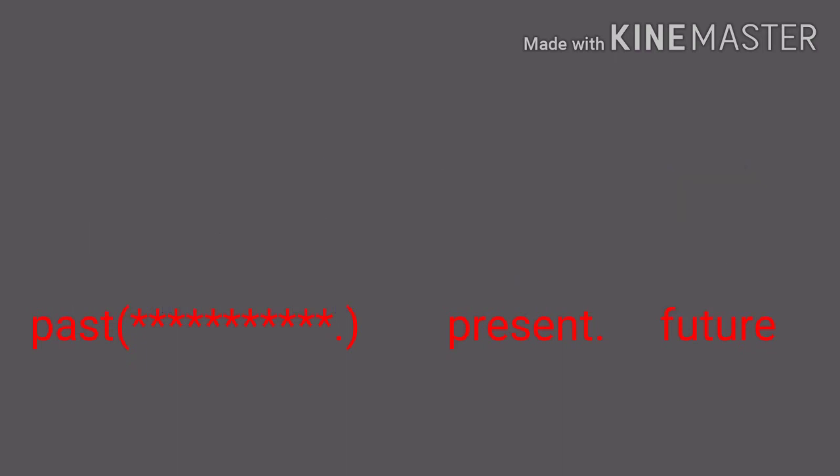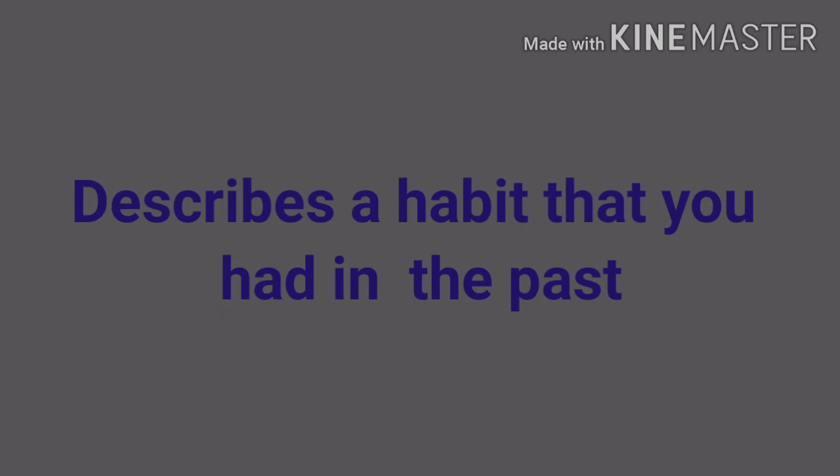Another sentence: I sat there for 1 hour. That 1 hour is in the past. It did not reach the present. So here, the simple past tense is used to show an action whose starting and ending are in the past itself. Another case is that simple past tense is used to describe a habit which you had in the past.